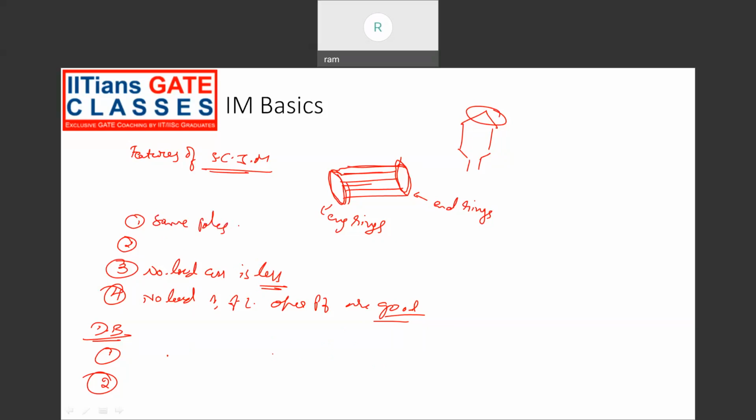Same poles as stator, less leakage flux, less rotor impedance. So it results in high starting currents. Less rotor impedance, so it results in less starting torque.